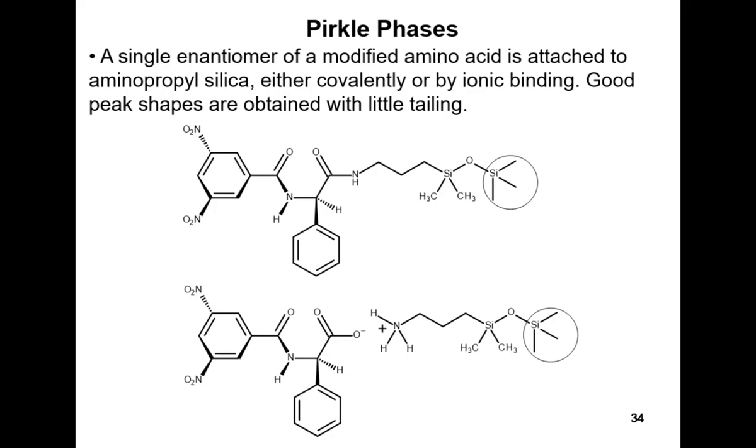And you can have a couple of different variations on this. So, this is an application of putting an amine group on the bonded phase, so that we can attach the amino acid to that amine, either by a covalent amide bond, or it can just be attached by ionic interactions in this salt form. That will hold the amino acid quite tightly to the surface.